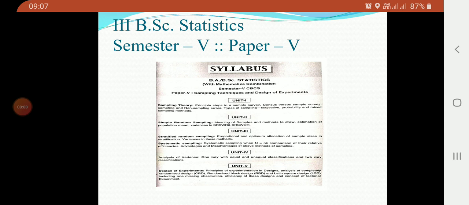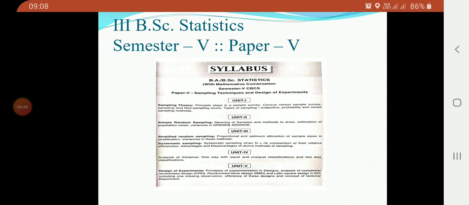In semester 5, we have two papers, paper 5 and paper 6. Paper 5 is Sampling Techniques and Design of Experiments. The title of paper 5 is Sampling Techniques and Design of Experiments, in which Unit 1 consists of sampling theory, the principal steps in sample survey, etc., which are all fundamental definitions we learn in Unit 1.